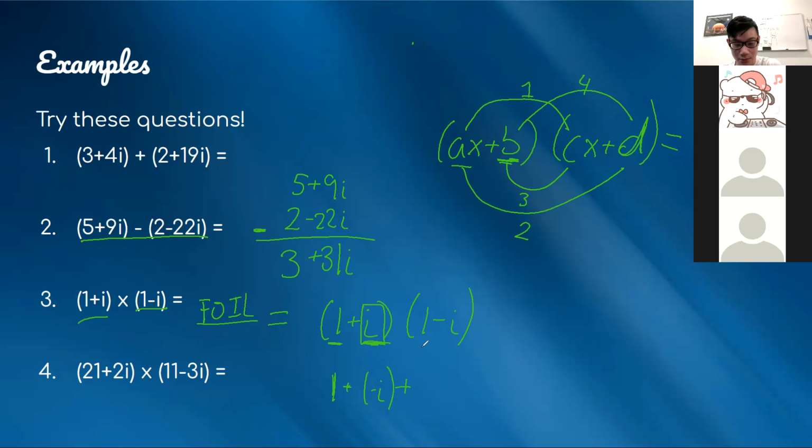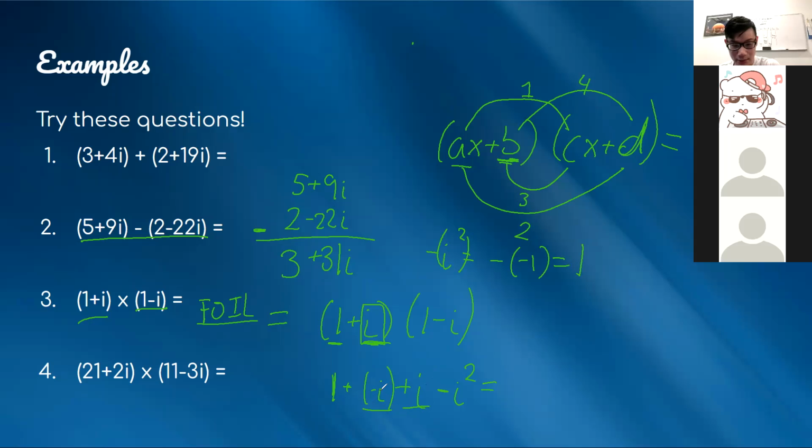So i times 1 is just i, and then i times negative i. Well, what's i times negative i? That's just negative i squared, right? Because we have two i's and a negative number in front. And what's negative i squared? Well, negative i squared is just negative 1, right? Because i squared is negative 1, and you have a multiplication in front of that. So this is just 1. So negative i squared is actually just 1. And if we notice here, this is negative i plus i.